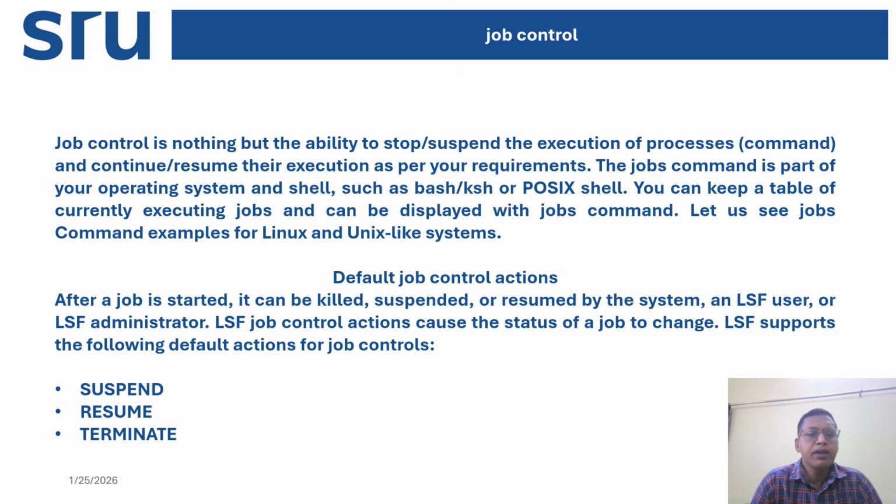The job command is part of the operating system in shells such as bash, ksh, or POSIX shell. You can keep a table of currently executing jobs, which can be displayed with the jobs command, and we will discuss those things in detail. And after a job is started, it can be killed, suspended, or resumed by the system. The following are the default actions for job control: suspend, resume, terminate.